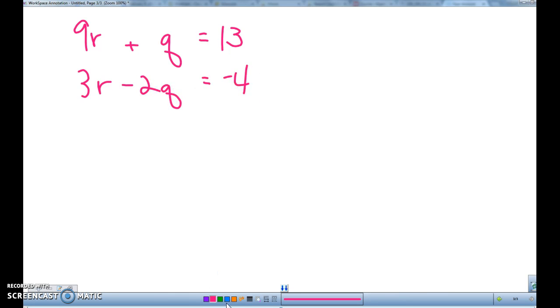Okay, so try this one on your own. We're going to start with 9r plus q equals 13, and 3r minus 2q equals negative 4. Okay, so try that on your own and see what we come up with. And I actually made a boo-boo in writing this. This should be a plus 2q. Sorry. Now try it on your own.